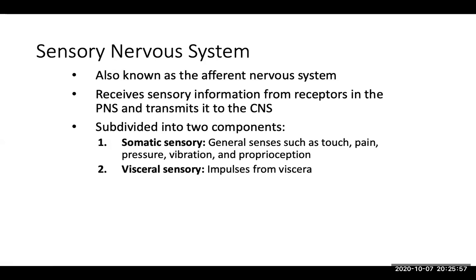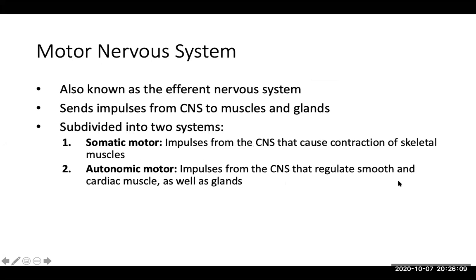So your joints and bones and muscles have the ability to just tell where everything is in relation to each other. And that's what proprioception is. Visceral sensory are impulses from all of your viscera, your internal organs.